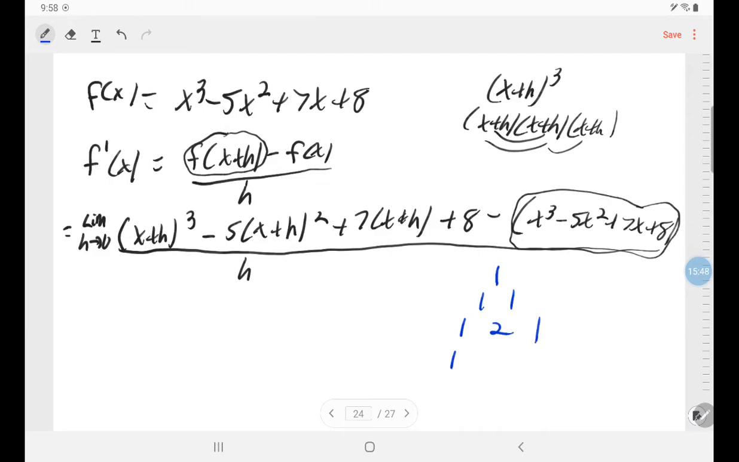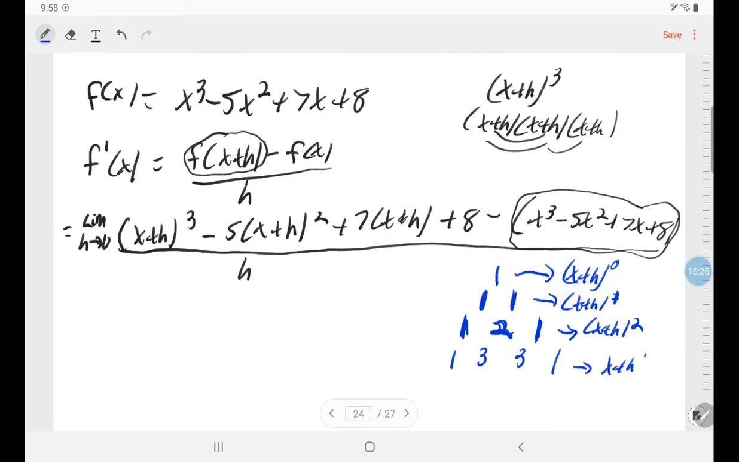To find each term, it always starts with a 1. And then if you take this 1 and this 2 and add them up, in the middle is 3. 2 plus 1 is 3. And then 1. This would be (x plus h) to the 0 power. (x plus h) to the first, which would be 1x plus 1h. Here is (x plus h) squared: 1x squared plus 2xh plus h squared. And then this is actually (x plus h) cubed. Let me walk through how that's going to look.